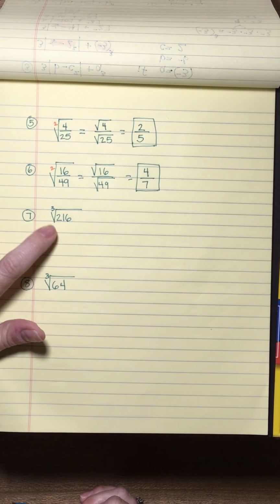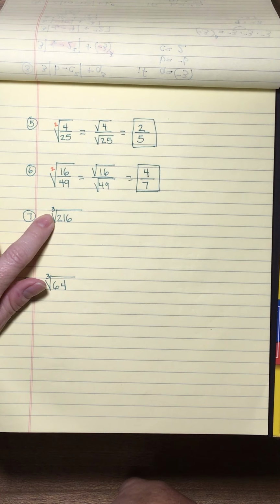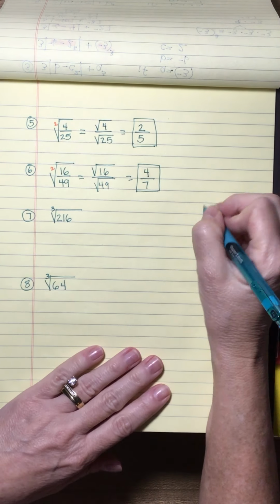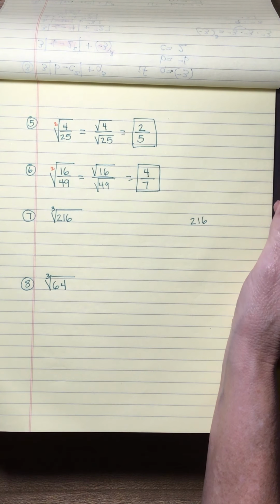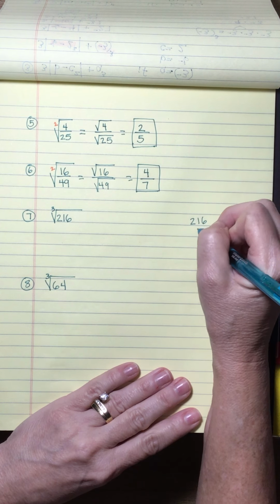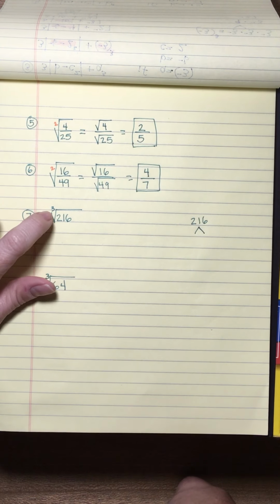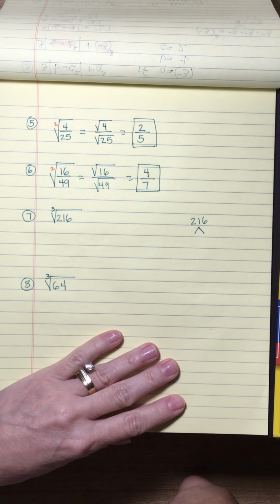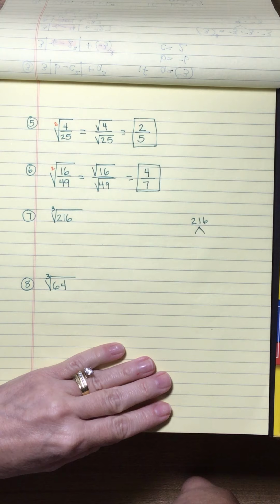Okay, now here we have a cube root. So that means we are taking 3 of a kind. So let's go ahead and write our 216 over here, because most of us don't know what that is intuitively. So we're going to have to do some work. We're trying to find 3 of a kind. So 3 things, same number, multiplied together 3 times, will give us 216.